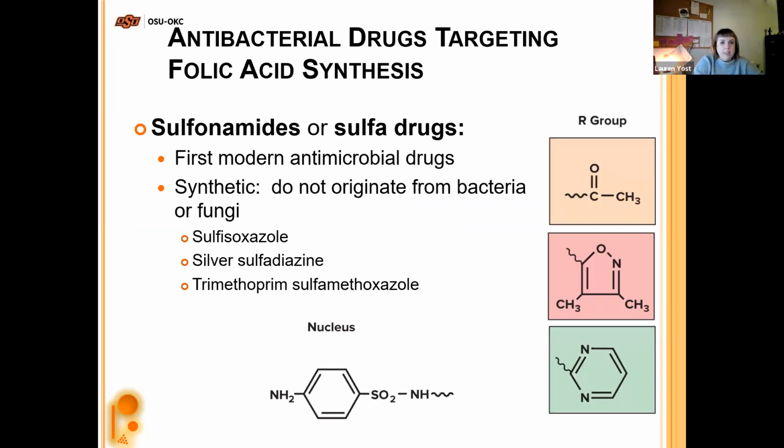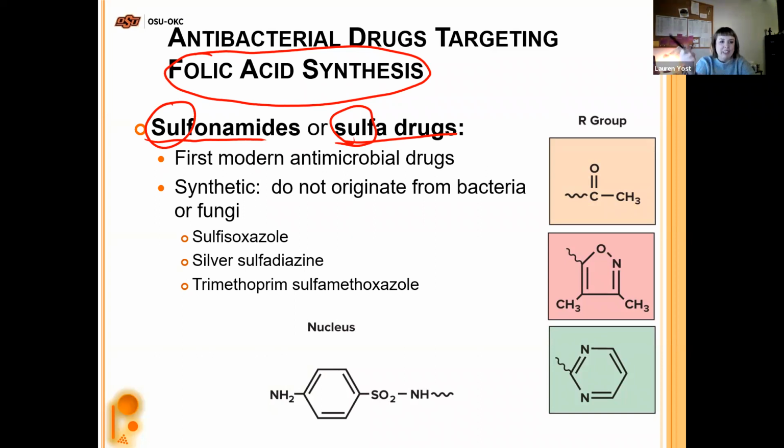All right, moving on to folic acid synthesis. This is a pretty straightforward one. I like this one. Sulfonamides and sulfa drugs. So look for sulf. Sulf, folic. These are the first modern antimicrobial drugs, and they are synthetic. They don't originate from bacteria or fungi.